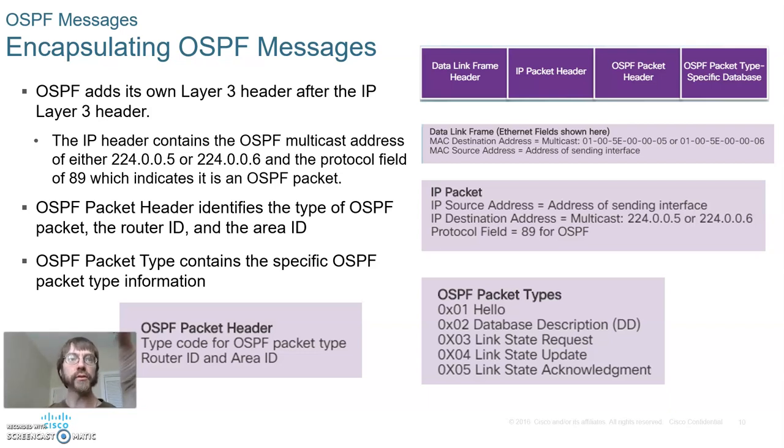Now, the protocol field in the IP packet will indicate OSPF if you see a protocol field value of 89. Remember, in a layer 3 header, your protocol field kind of says what's going on at layer 4 or 5 or 6 or 7. It gives some clue as to the payload, shall we say.